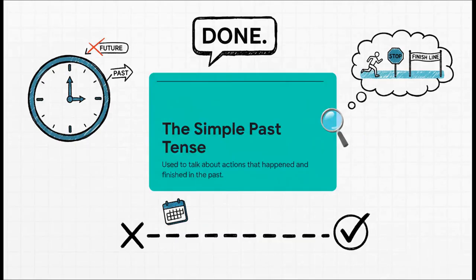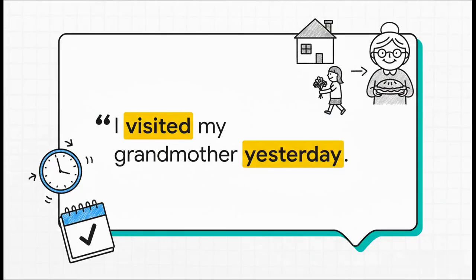So what exactly is the simple past? It's pretty straightforward, actually. We use it to talk about actions that are completely 100% finished. They started in the past, they ended in the past. It's a done deal. Over. Like for instance, I visited my grandmother yesterday. See, the visit is over. It's completely done. We even know when it happened, yesterday. It's a complete finished memory.